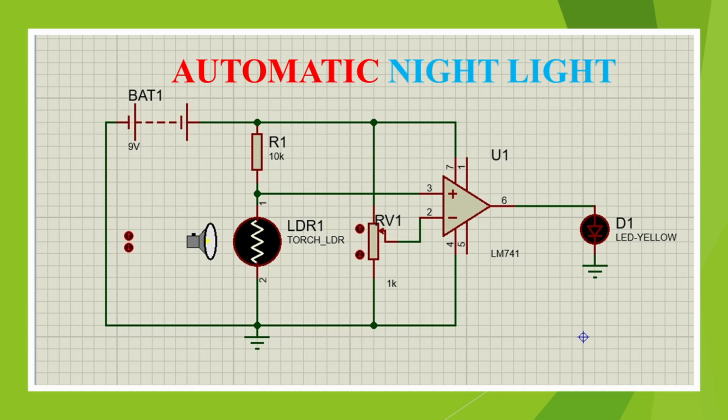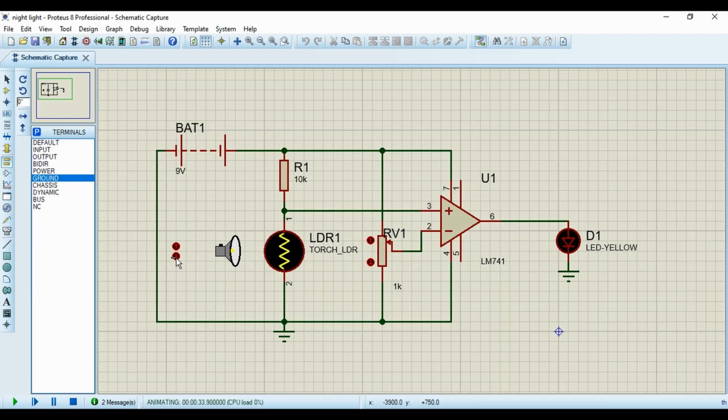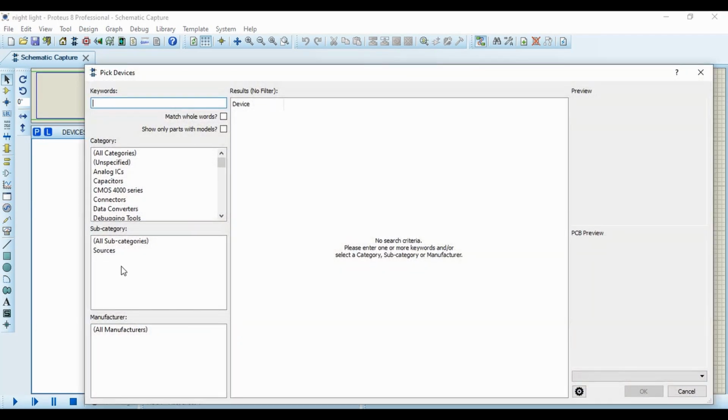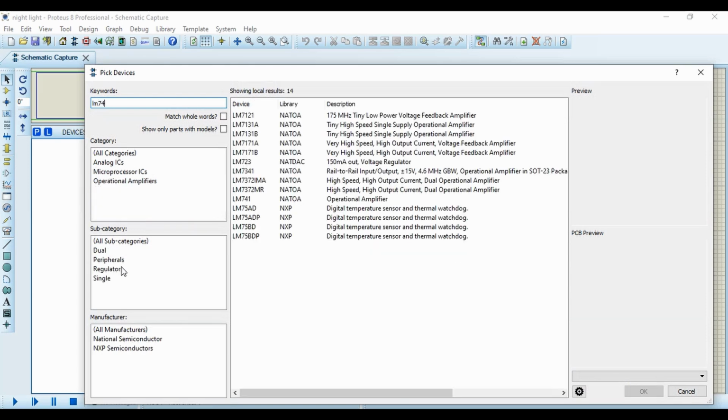Hello guys, today we are going to build an automatic night light. As the name suggests, this light automatically turns on at night and off during the daytime. This is a very interesting, practical-based electronics project. We will construct the circuit and simultaneously we will clearly understand how this project works step by step.